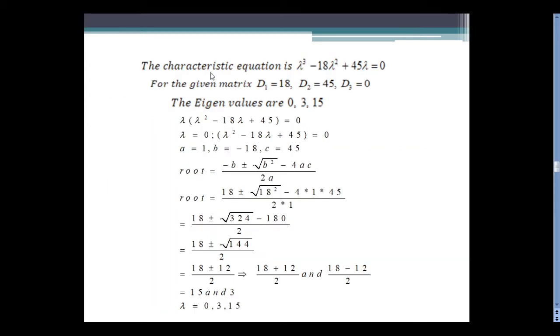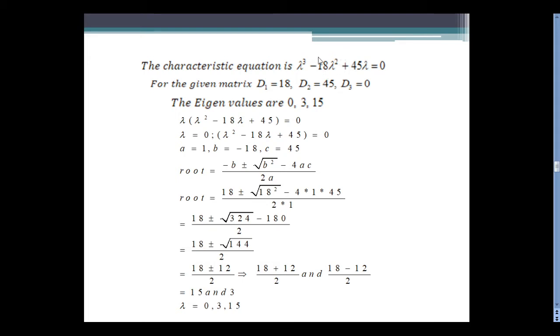Now the characteristic equation is lambda cube minus 18 lambda square plus 45 lambda equal to 0. First of all, we should find out what are D1, D2 and D3. D1 is equal to 18, the sum of diagonal elements. D2 is the sum of minors of the diagonal elements. D3 is the determinant of A, which is 0.